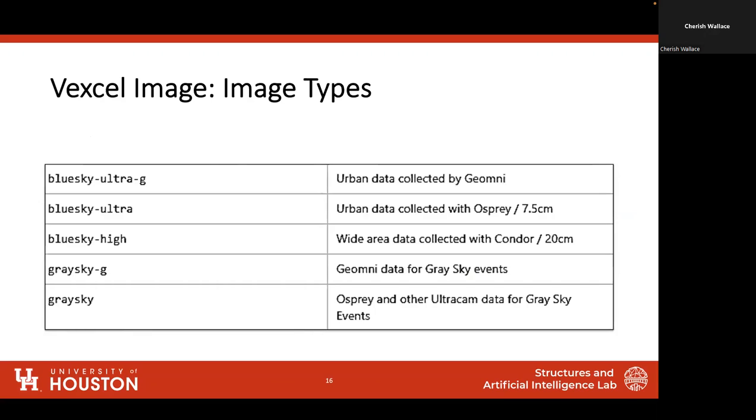In Vexcel images, they have 5 different categories. As you can see, the bottom 2 are gray sky. Gray sky basically means during the disaster time, whenever there is a hurricane, and blue sky is when we do not have a hurricane. So we can extract pre and post images.